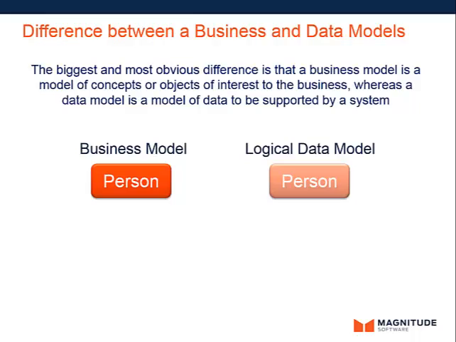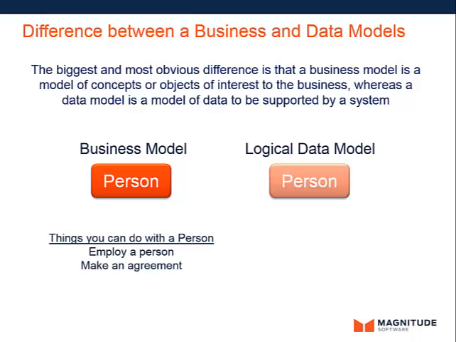So what can you do with a person as represented in the business model that you can't do with a person as represented in a data model? Well, the answer is that you could employ a person, or you could make an agreement with them. You can shake their hands. They're real people. You can't do that with a data record. It wouldn't make much sense to employ a data record.